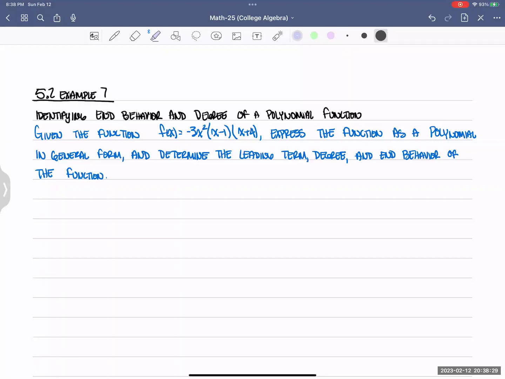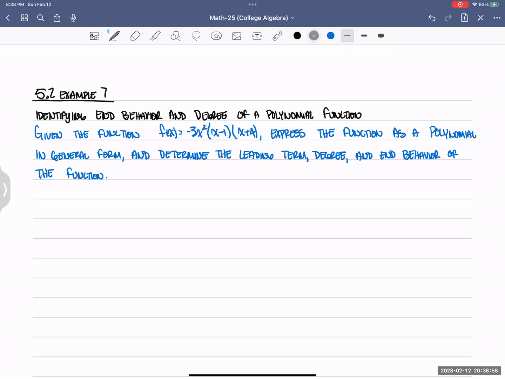Section 5.2, example 7, identify end behavior and degree of a polynomial function. Given the function f(x) = -3x² (x − 1)(x + 4). Express the function as a polynomial in general form and determine the leading term, degree, and end behavior of the function. Wow, that sounds like a lot, but in reality, it isn't too crazy.